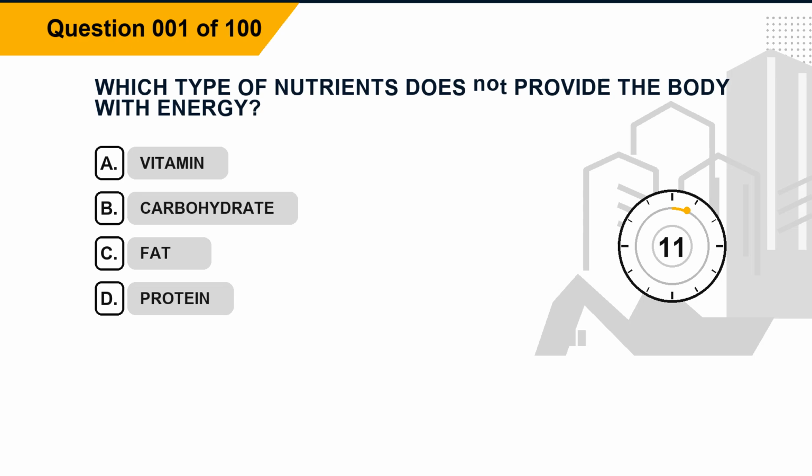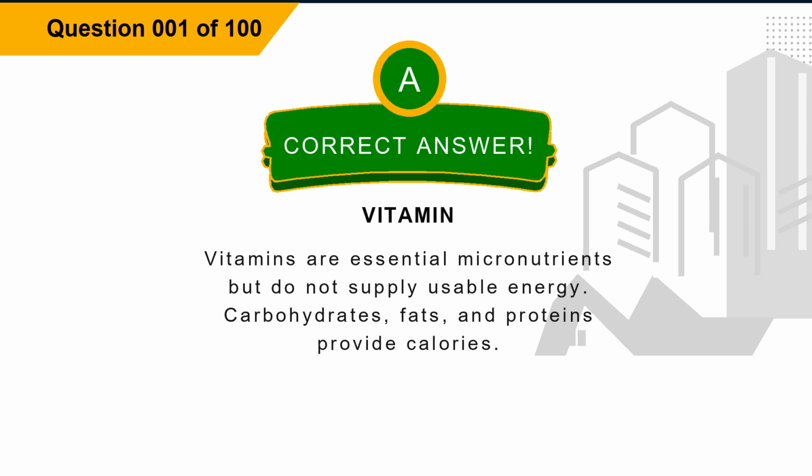Question 1. Which type of nutrients does not provide the body with energy? Option A, vitamin. Option B, carbohydrate. Option C, fat. Option D, protein. The correct answer is option A, vitamin. Explanation. Vitamins are essential micronutrients but do not supply usable energy. Carbohydrates, fats, and proteins provide calories.